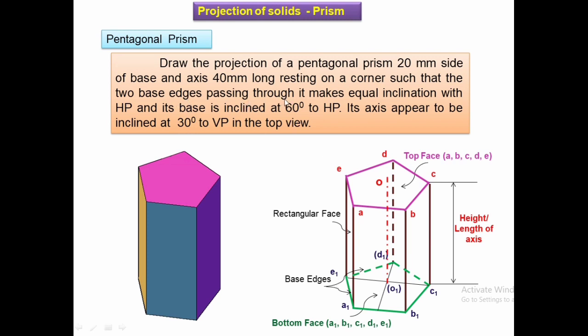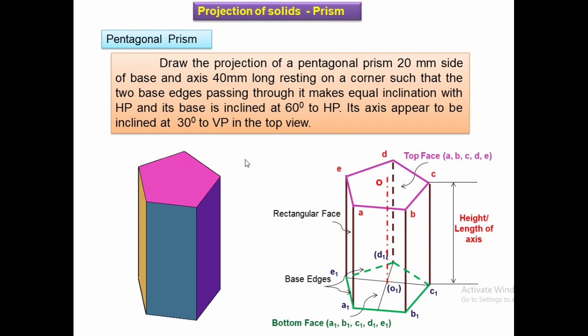Now here it is resting with one of its corners. Take any one of the corners, keep that corner to the right hand side. That's the initial position to be drawn. The very first position to be drawn is, if it is resting with one of its corners, keep that corner to the right hand side. If it is resting with one of its edges, base edges, keep that base edge to the right hand side. With this simple technique, we can draw the projections.